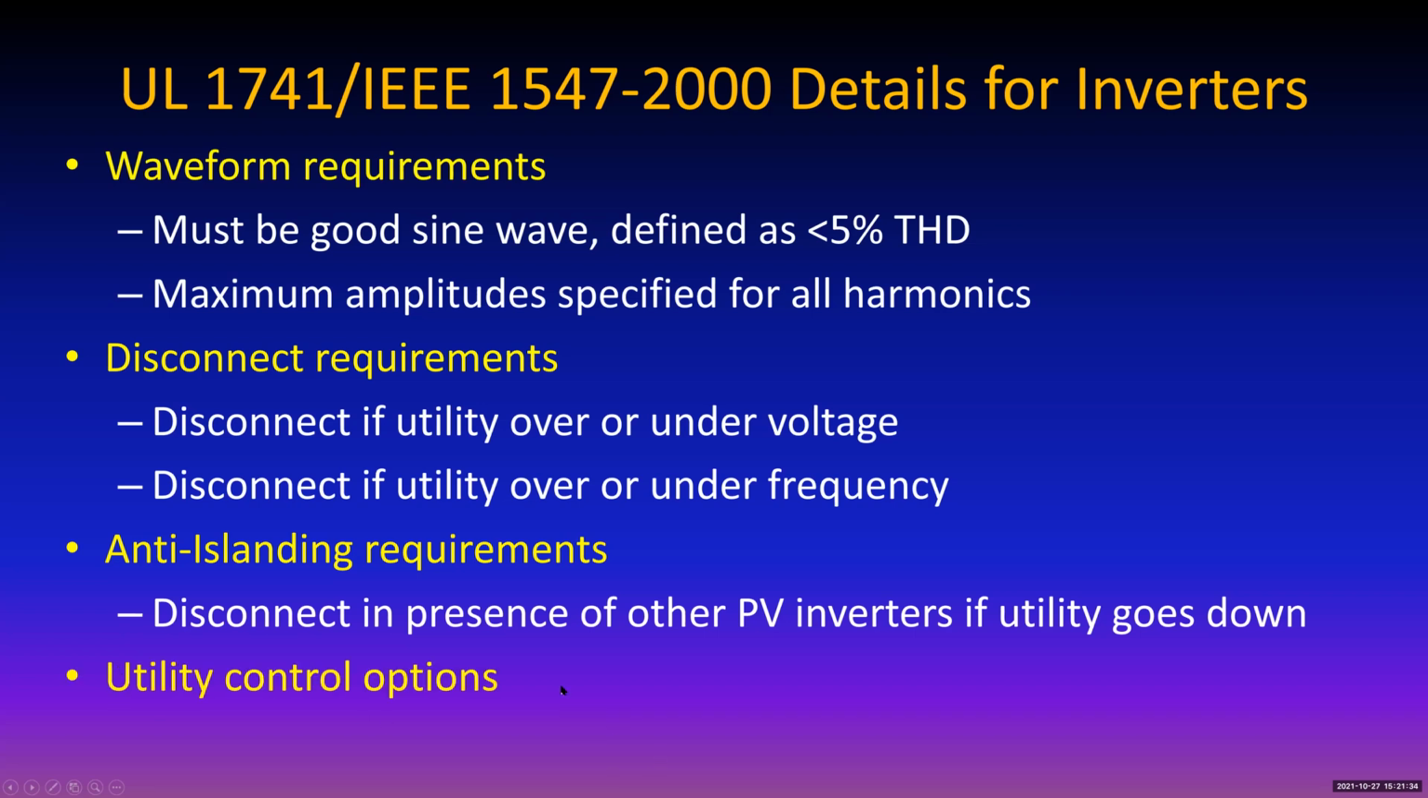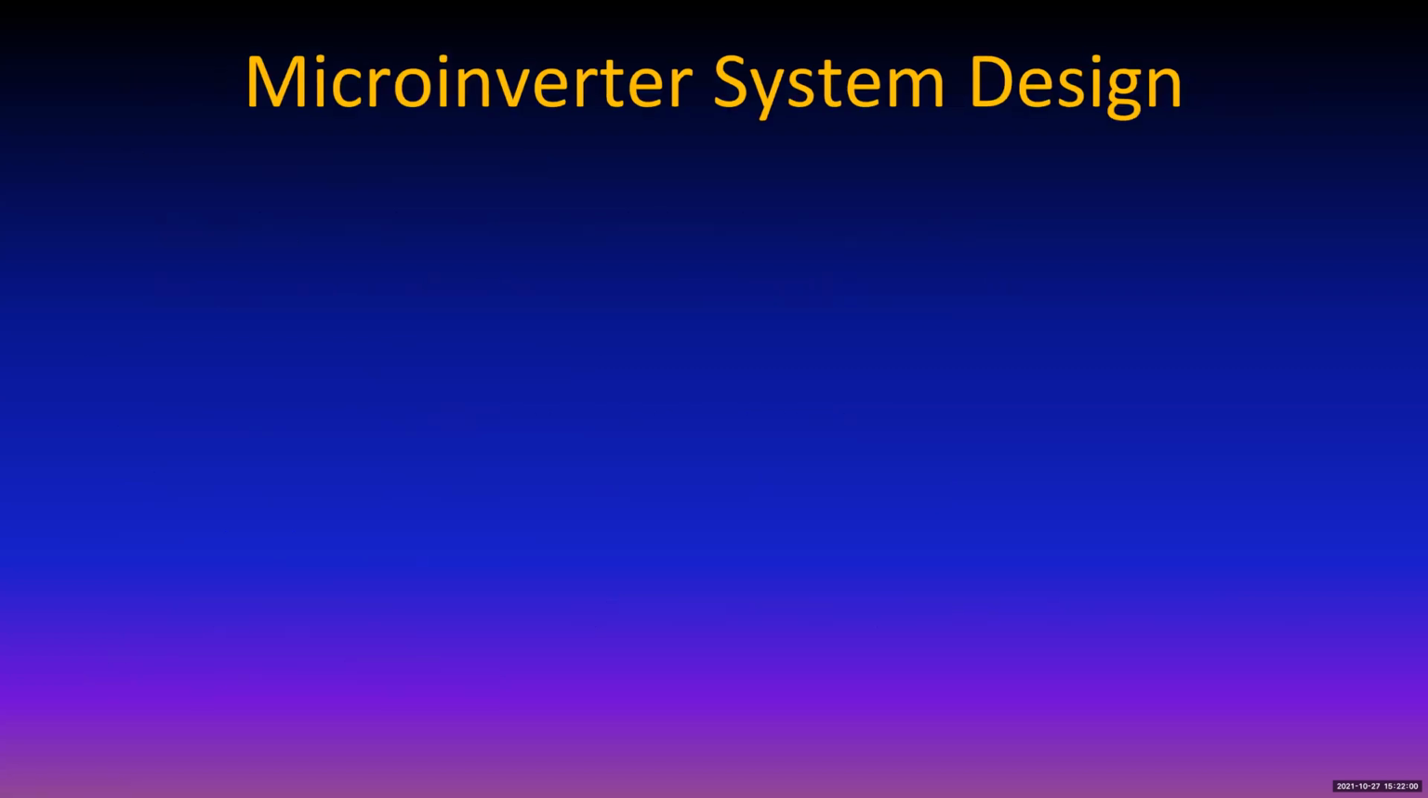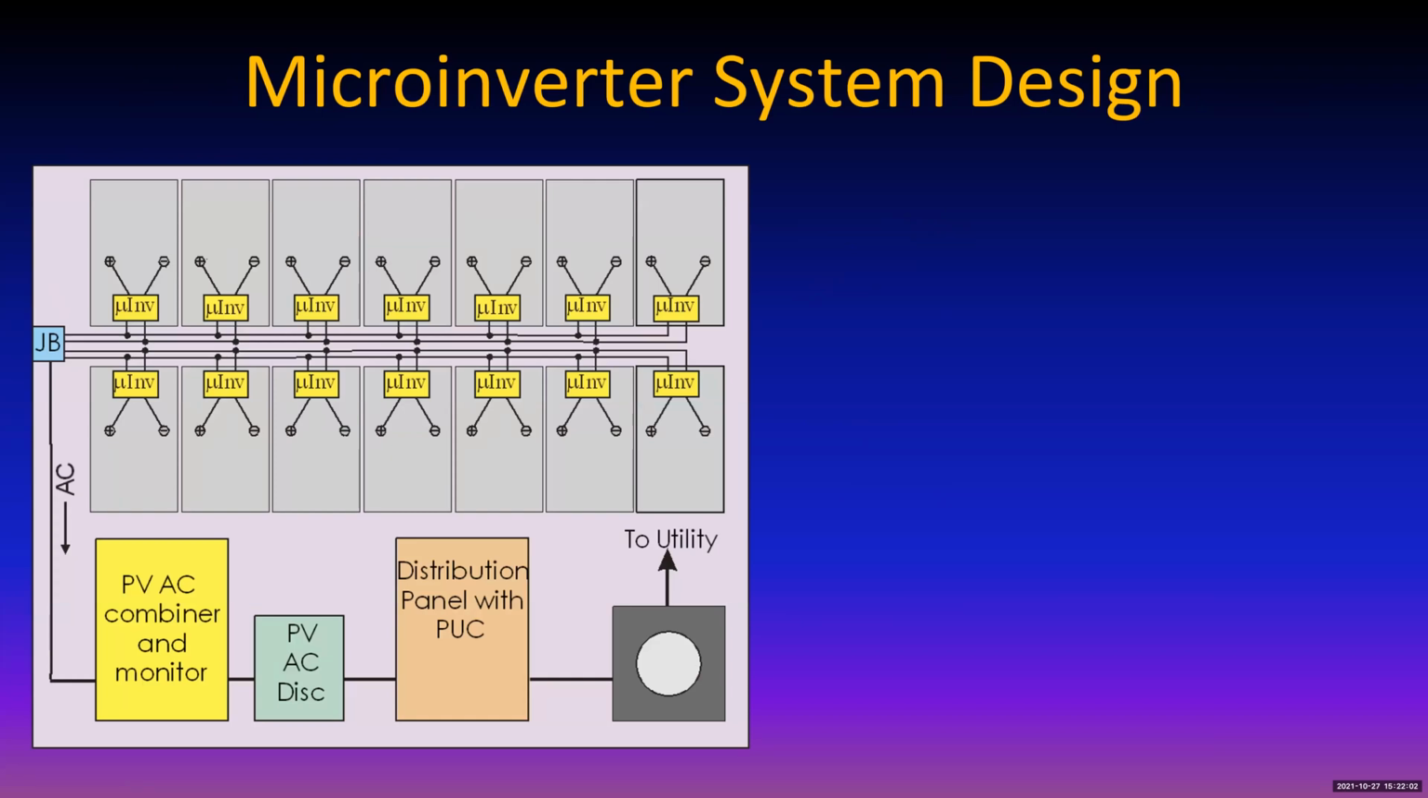Okay, now IEEE 1547-2000, as we mentioned earlier, offers utility the option to help control your array. It can control the power factor to help reduce losses on the utility line. All sorts of interesting things they can do now to help your PV system to help them. So let's look at a microinverter system design. We looked at this before. What are we going to do?